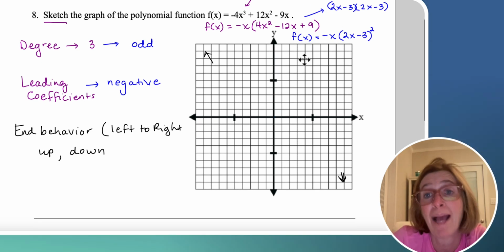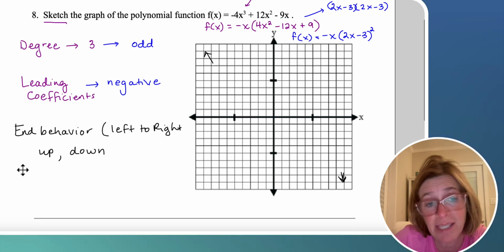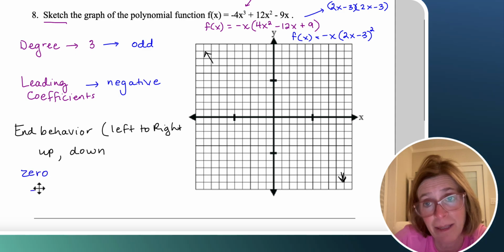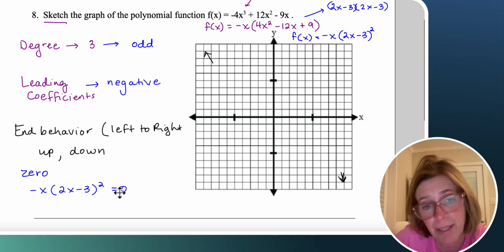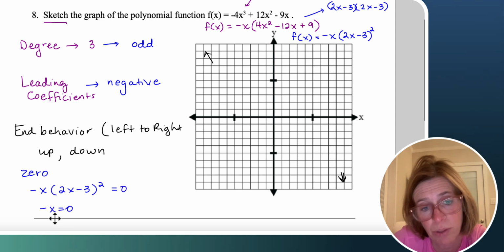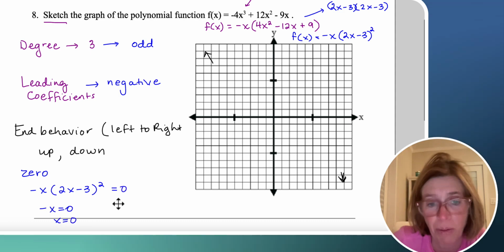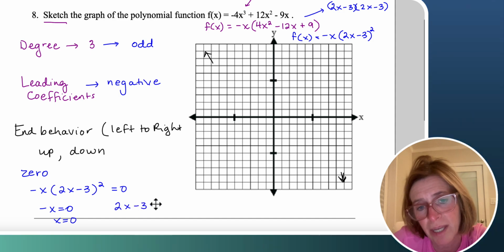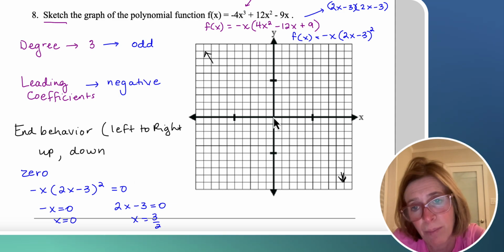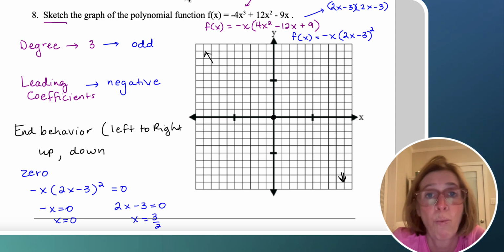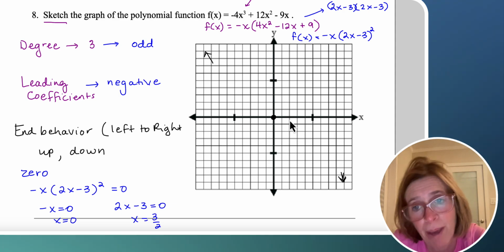All right, so now I need to use that factored form to find the zeros of the function. So I'm going to set it equal to 0 and find the zeros. So negative x equals 0, so x equals 0. So I have a 0 at 0. And then 2x minus 3 equals 0, and x equals 3 over 2. Okay, so I have a 0 at 0, so I'm going to plot it, and then a 0 at 1.5, so right about there. Okay, there and there. There are my two zeros.